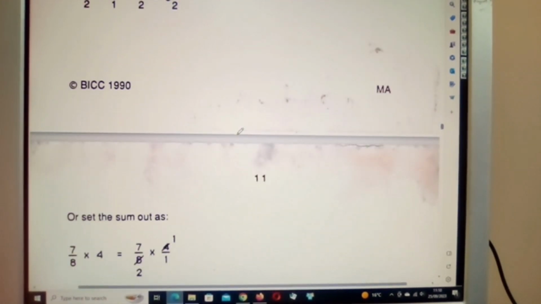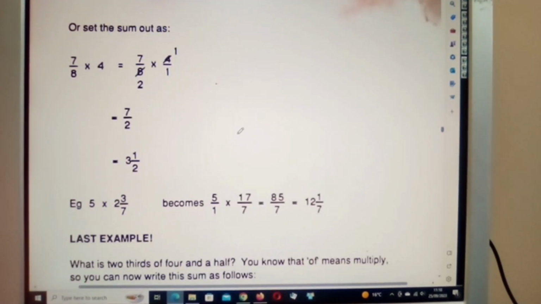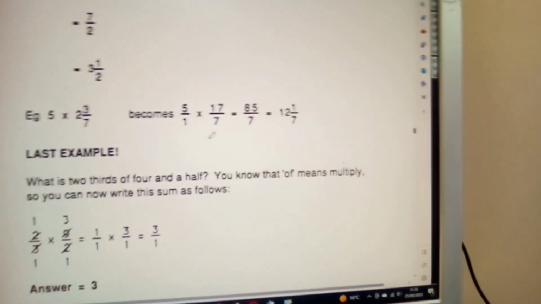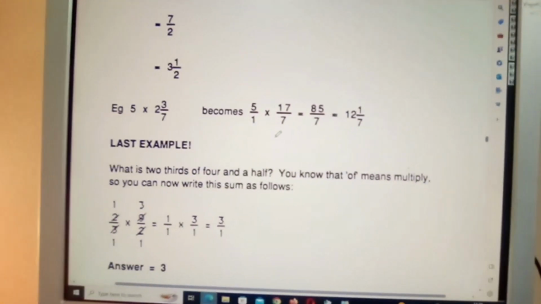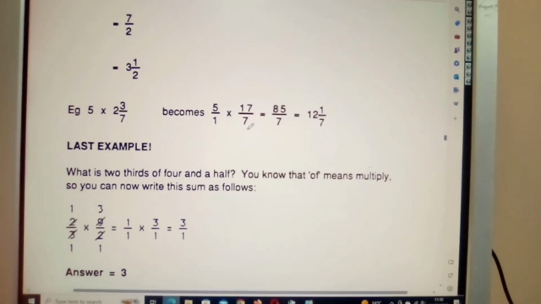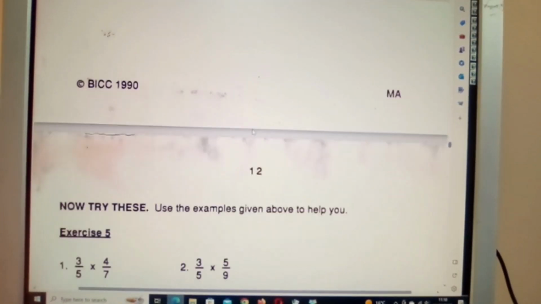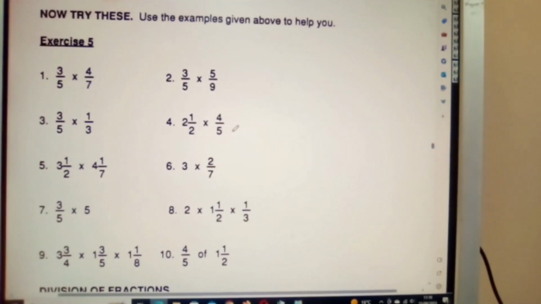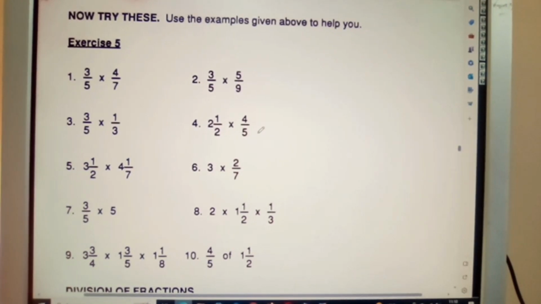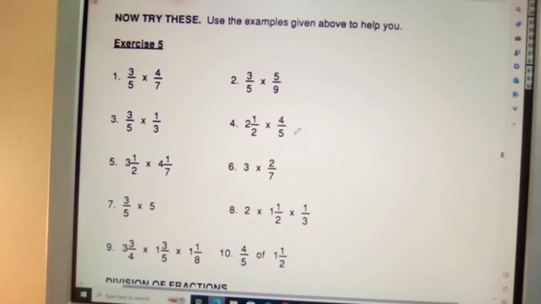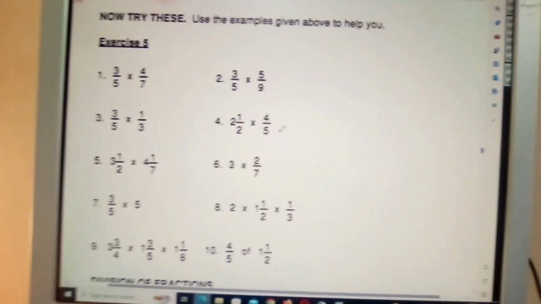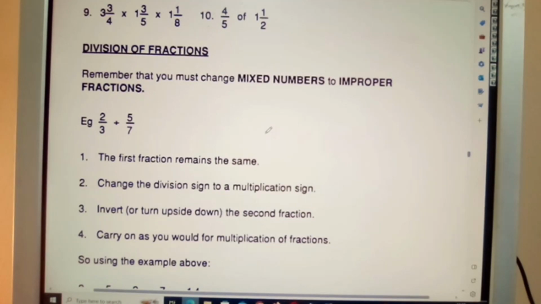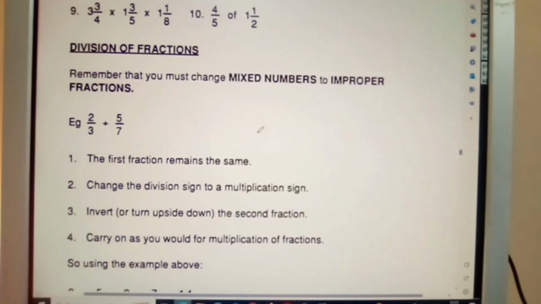Follow the process. Look at it. Okay? It's excellent work for you to be able to do, and it brings you into practice with your work. Okay? Now try these for yourselves, get them done for me please, okay? Division of fractions, okay?